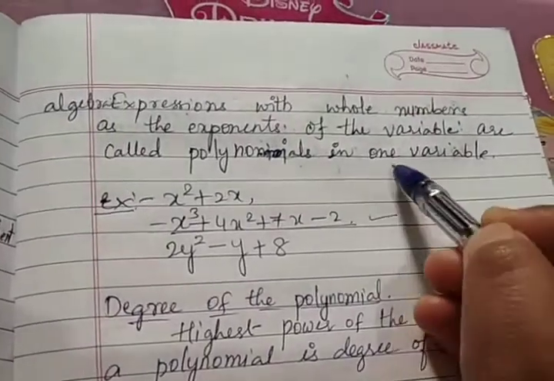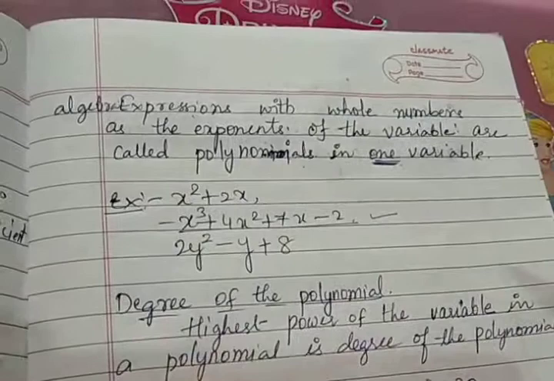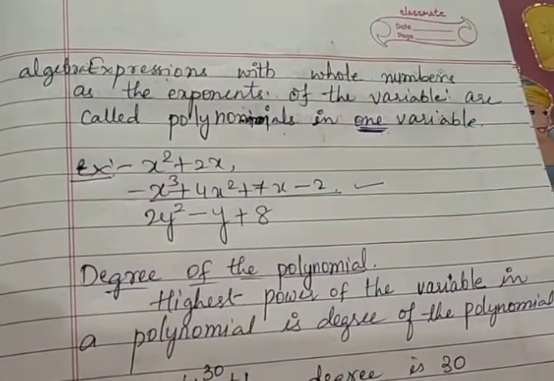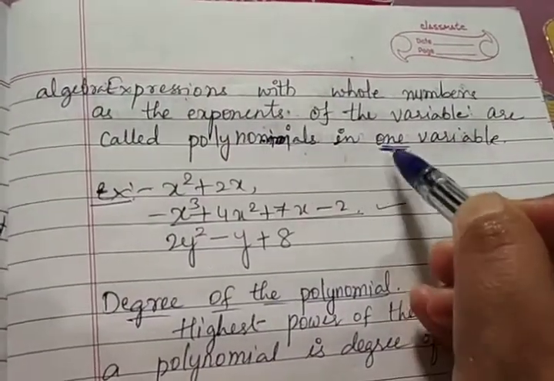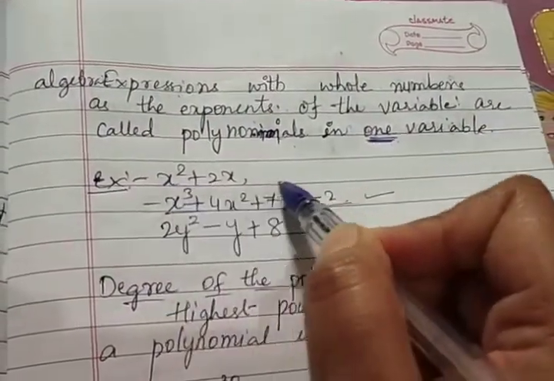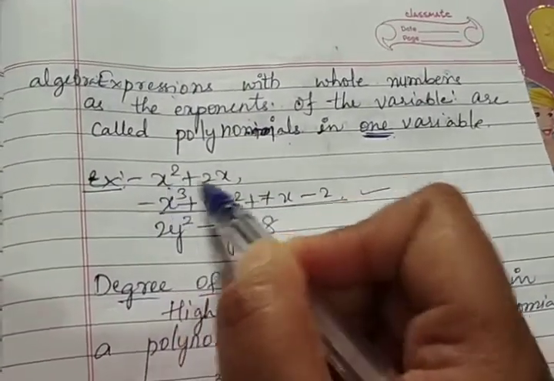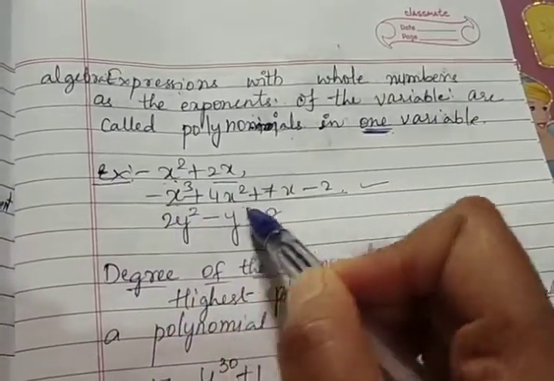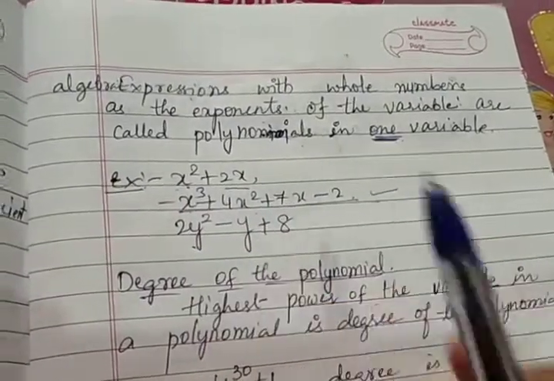Polynomials in one variable. What does it mean, one variable? Now you have understood how to recognize algebraic expressions and polynomials. In a polynomial, particularly, we have one variable. That means throughout the polynomial we are using only one variable. Like here, x square plus 2x, we have used only one variable. Here also, x square plus 4x plus 7x, there is only one variable throughout. Here also there is one variable throughout.